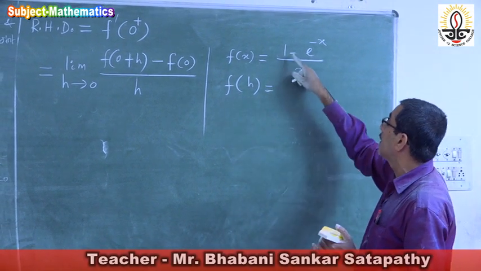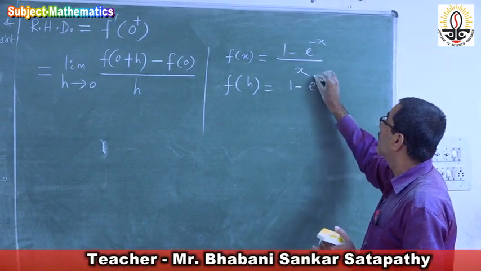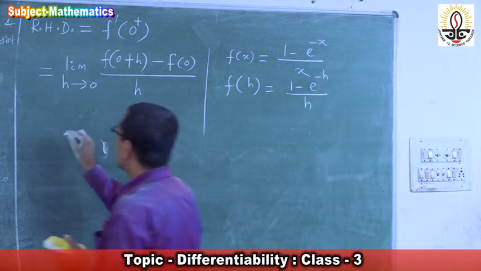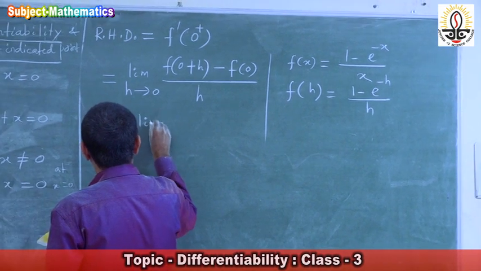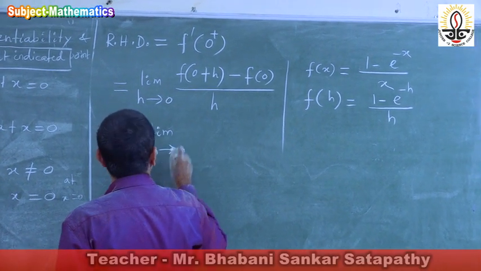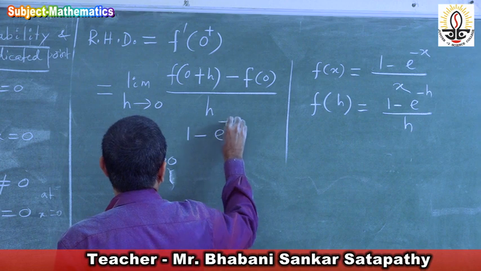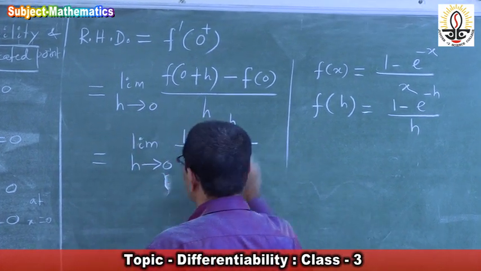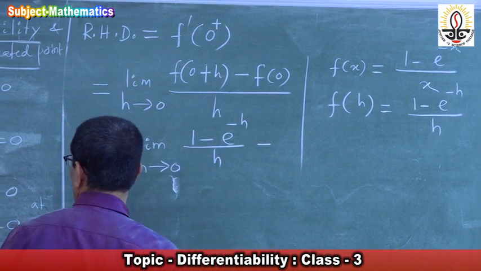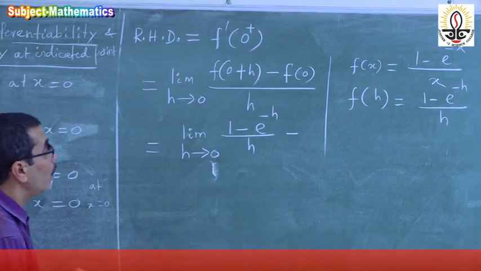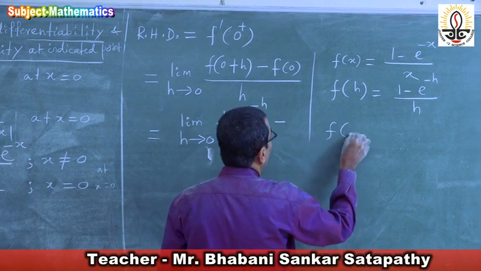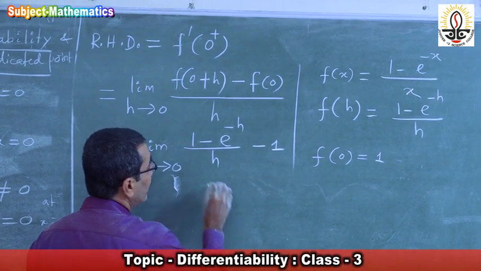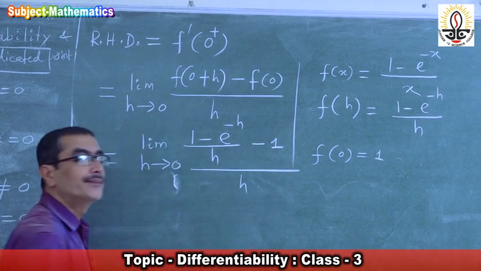Then f of h is equal to (1 minus e to the power minus h) divided by h. So we can write here limit h approaches 0, (1 minus e to the power minus h) divided by h, minus f of 0, which is equal to 1. f of 0 we have found out to be 1. So this is divided by h.